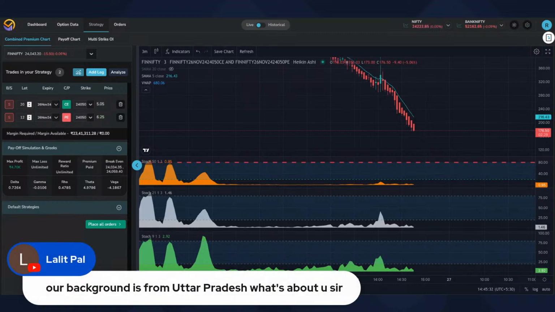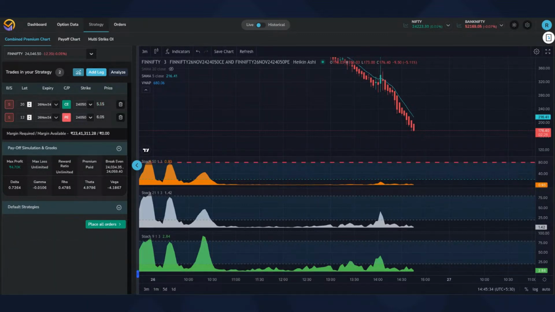Okay, Lalit, our background is from, sir, I'm from Andhra Pradesh, like Uttar Pradesh, right? I'm from Andhra Pradesh, but I'm in Bangalore for the last many years. I think it's almost 27 years. I kind of moved here in 98. So Bangalore is my home now.